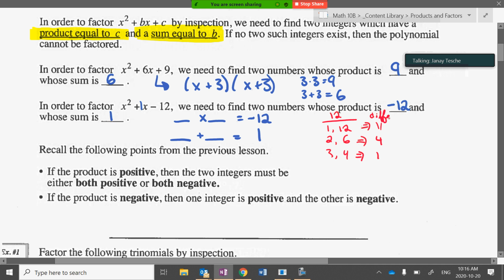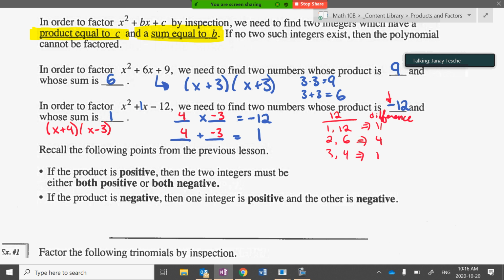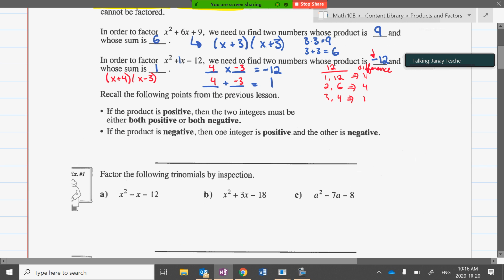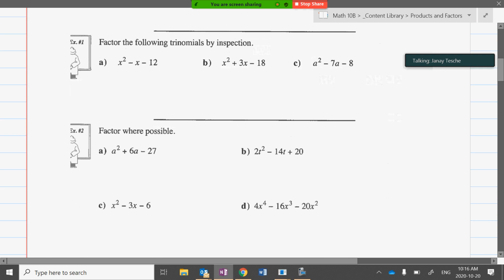So I say difference because it was a negative 12, right? So one of them has to be a negative. So 3 and 4 have a difference of 1. It needs to be positive 1. So that means the 4 has to be positive and the 3 is a negative. So our answer on this question would be x plus 4 times x minus 3. Could I write it the other way? So x minus 3 times x plus 4? Totally, doesn't matter. Okay, let's do some examples.